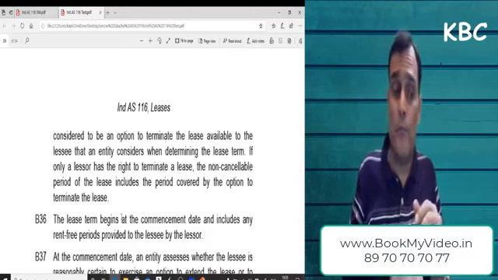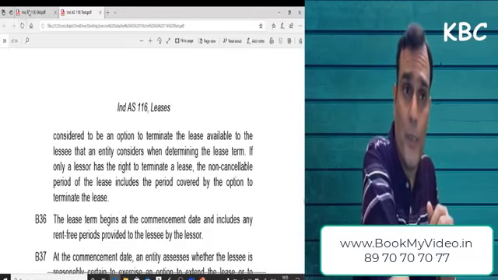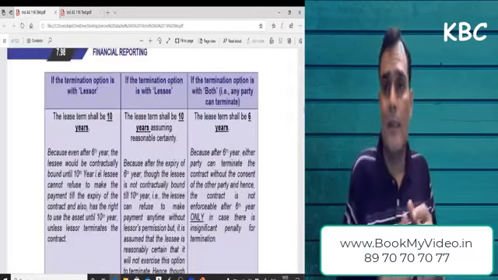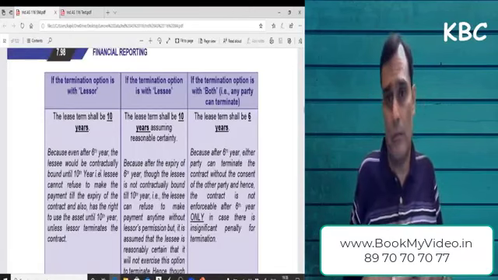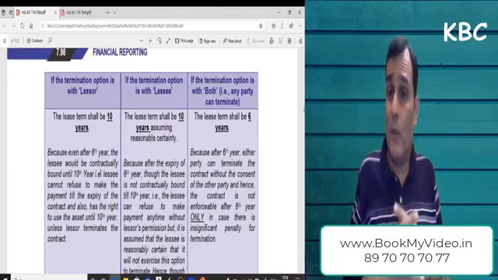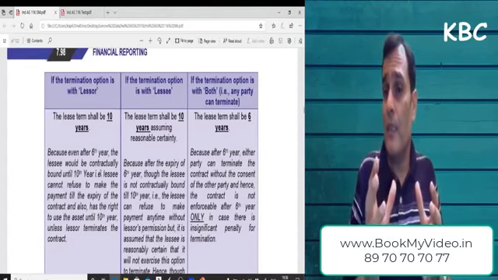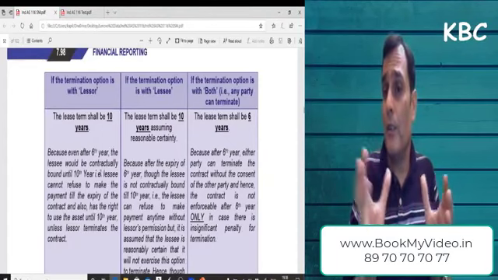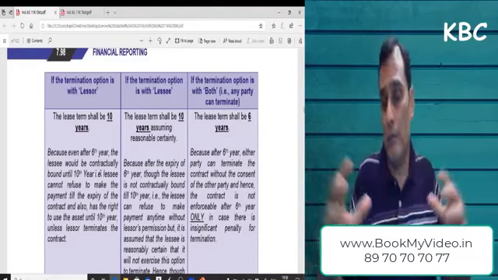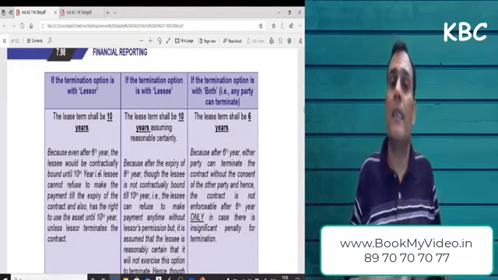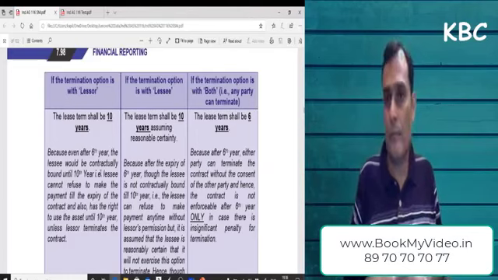Answer: in a situation if both the parties have got a right to terminate, 6 years. It can be 10 also. See what it says. Because after sixth year, either party can terminate the contract without the consent of the other party, and hence the contract is not enforceable after 6 years only. In case there is insignificant penalty.